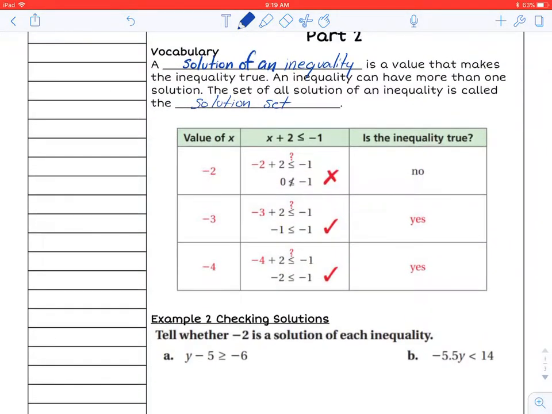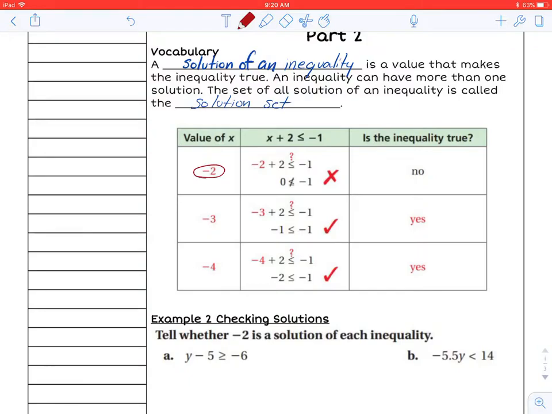Here is an example that we have. We're given the inequality x plus 2 is less than or equal to -1. We need to try to figure out what values are true for x. That's why this table is broken up into 3 places. We've got the value of x, the value that we're going to be plugging in for x into our inequality, x plus 2 is less than or equal to -1. We'll plug those values of x in, -2, -3, -4, and see if our inequality comes out to be true. This has already been done for you, so let's just review it and check it out.